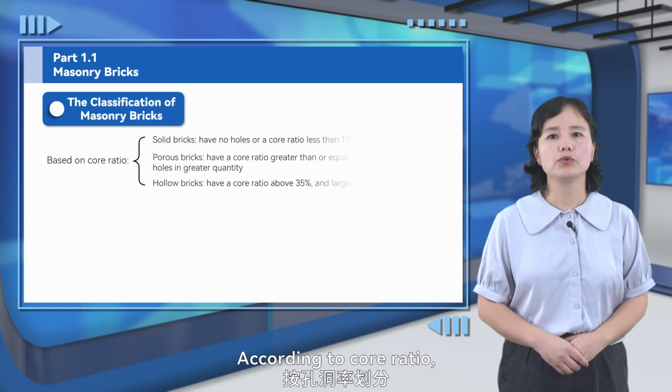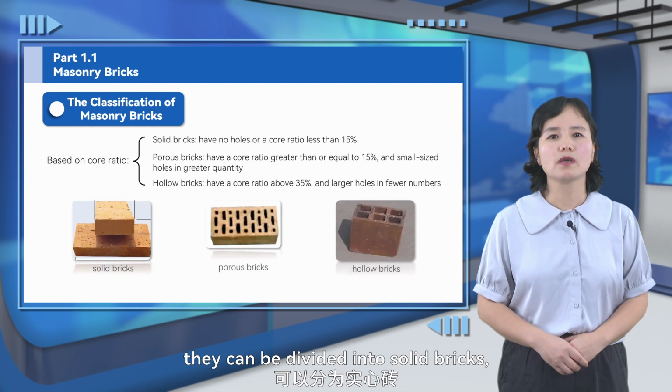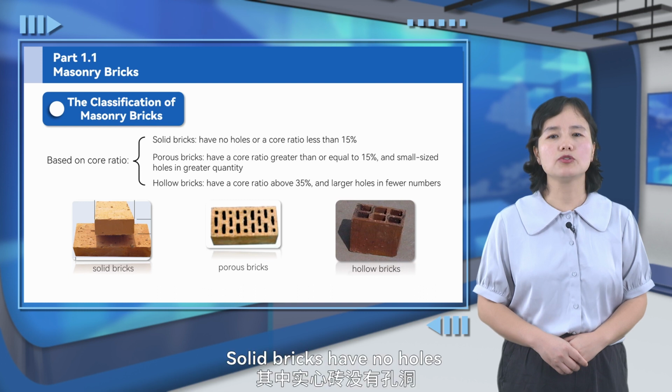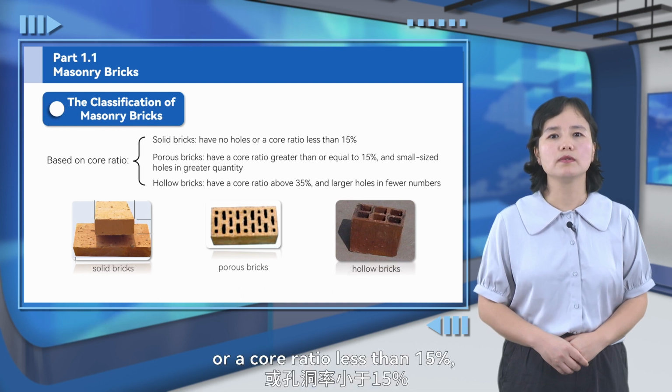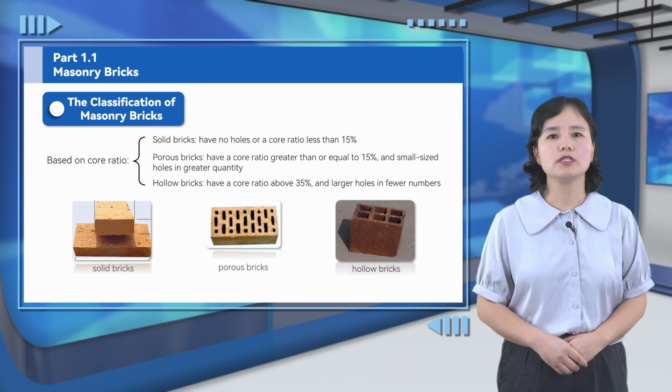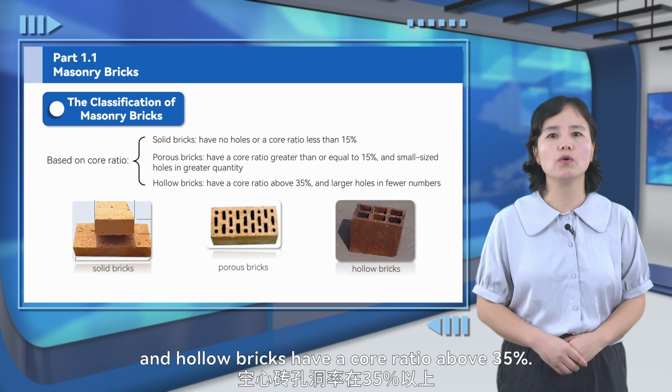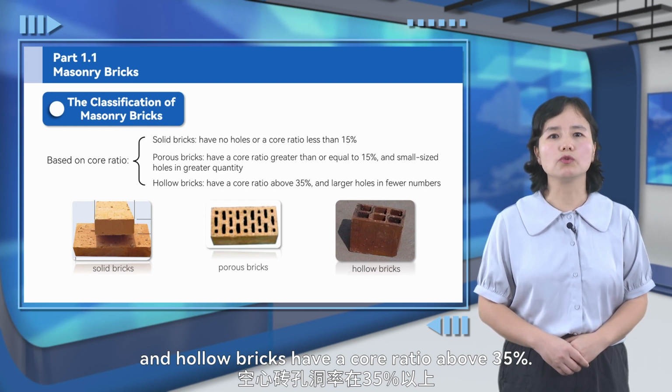According to core ratio, they can be divided into solid bricks, porous bricks, and hollow bricks. Solid bricks have no holes or a core ratio less than 15%, porous bricks have a core ratio greater than or equal to 15%, and hollow bricks have a core ratio above 35%.